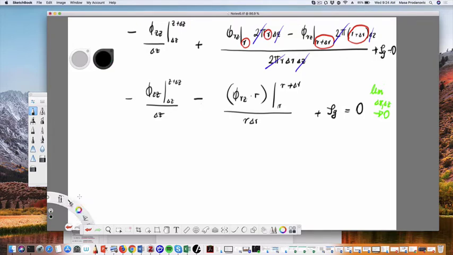Alright. So when I send this to limit, this is my partial derivative, right? When I send delta r to 0, that does nothing to this r, so this is simply 1, it remains 1 over r. But the rest is the derivative with respect to r of r phi rz. And, well, rho g is a constant.